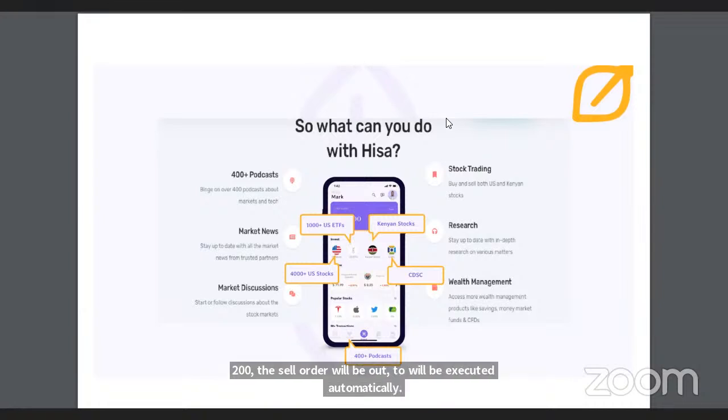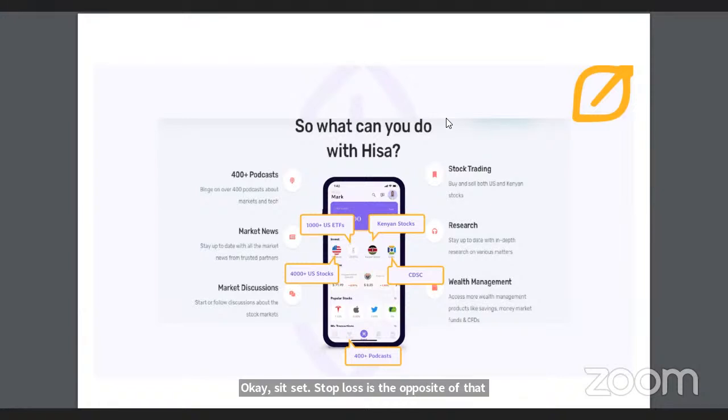Stop loss is the opposite of that. So you bought Tesla at 161.83, and I've told you guys over and over again during our webinars, never be attached to a stock. Always have a point of exit. Always have a point where you're like, I have to accept my losses. I bought this stock, but it didn't go as expected, so I need to get out. So that's where the stop loss comes in.